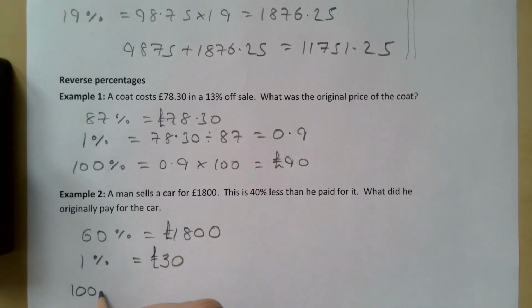And so 100% is 30 times 100. So it must have originally cost him £3,000.